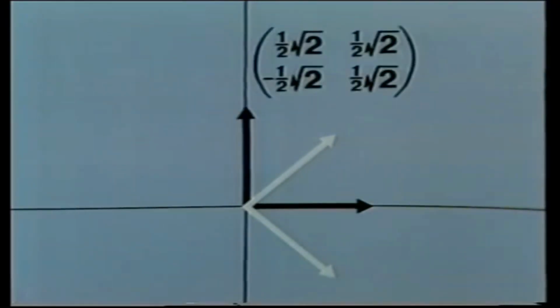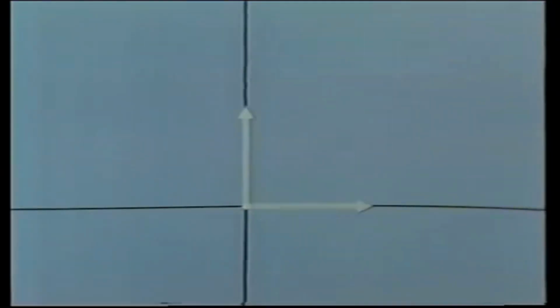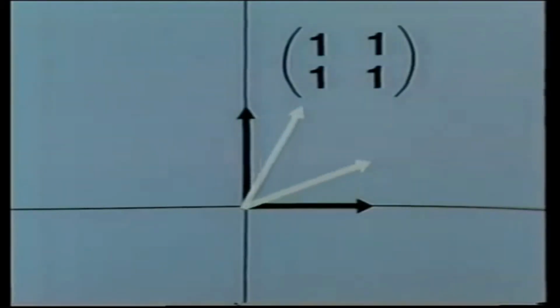And this is the inverse matrix. But what about a different transformation? For example, this one. The images of the 2 basis vectors are the same. And that means there's no inverse.